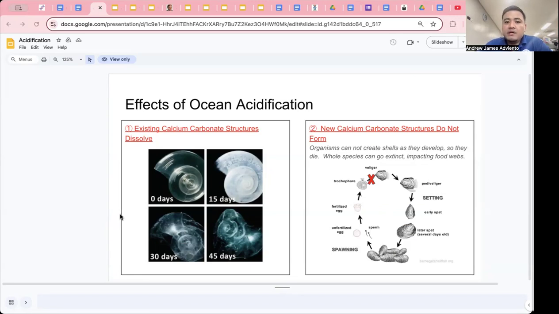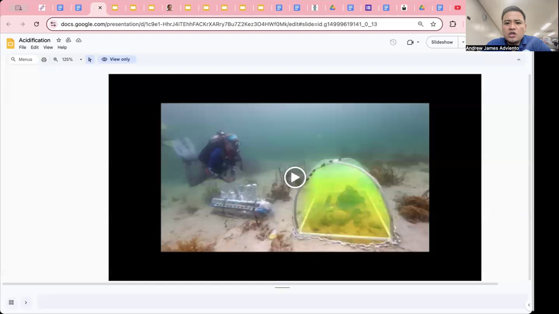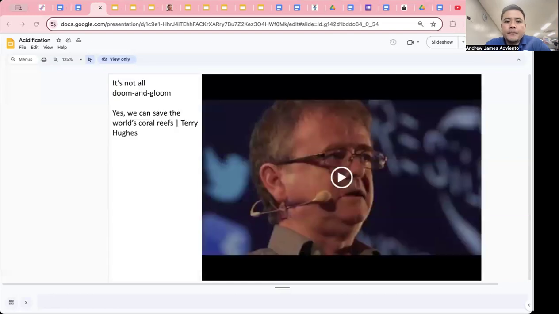So it's easy to feel overwhelmed by the effects of ocean acidification, but there's still hope. Marine scientist Terry Hughes argues that coral reefs can still be saved, but only if we act fast. Solutions include, first, reducing carbon dioxide emissions to slow down ocean acidification. Second, marine conservation efforts to protect vulnerable ecosystems. Third, selective breeding of resilient coral species that can survive in more acidic waters. So while ocean acidification is a global challenge, we have the tools and knowledge to mitigate its effects and protect the future of our oceans.